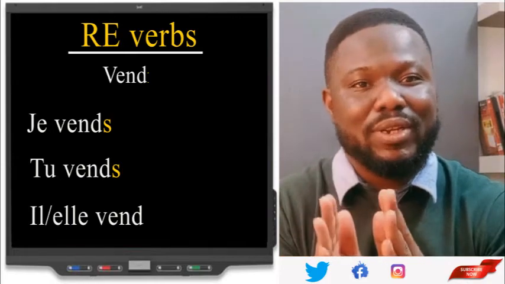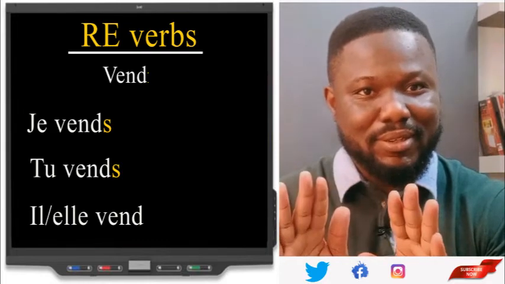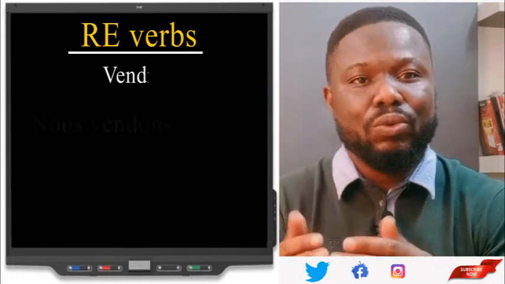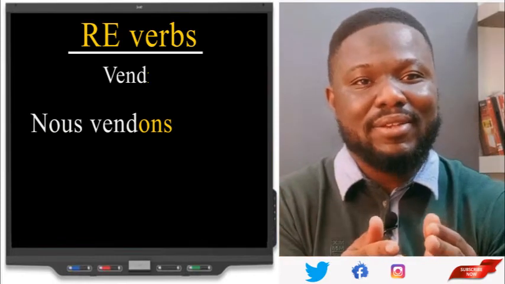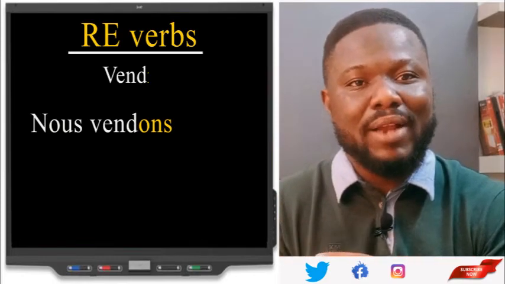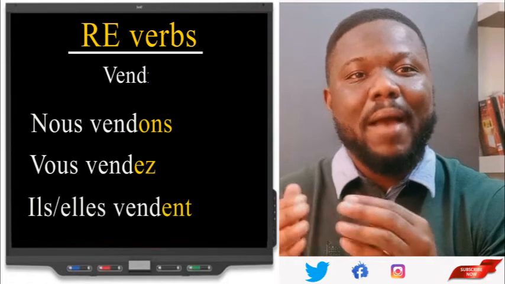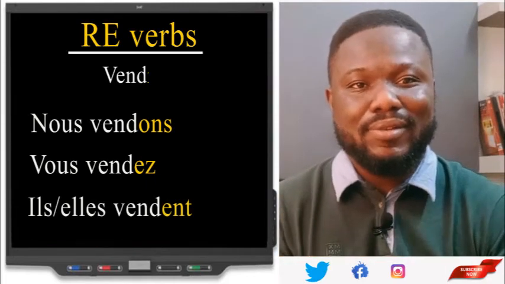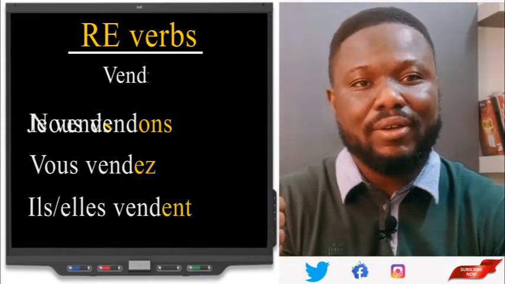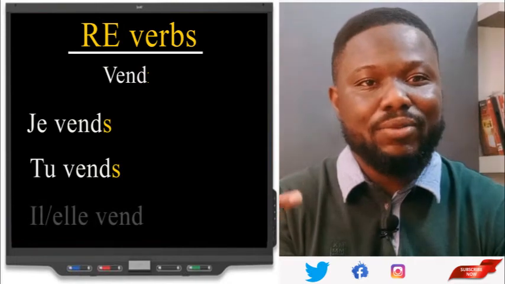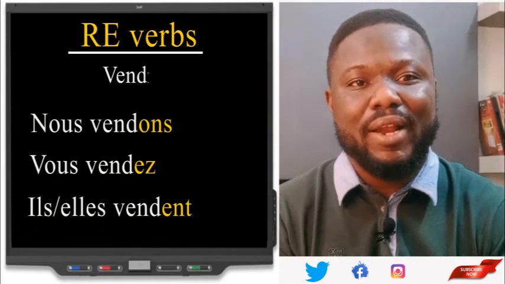That's how we do it. So it will be V-E-N-D. That's it. We go with nous. Nous, same thing. I'm going to add ONS at the end. Vous, I'm going to add EZ at the end. And il and elle au pluriel, I'm going to add ENT. So after that, I have what we call je vends, tu vends, il vend ou elle vend, nous vendons, vous vendez, il and elle au pluriel vendent.